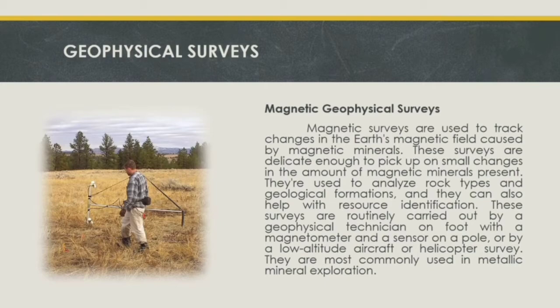Magnetic geophysical surveys. Magnetic surveys are used to track changes in the Earth's magnetic field caused by magnetic minerals. These surveys are delicate enough to pick up on small changes in the amount of magnetic minerals present. They're used to analyze rock types and geological formations, and they can also help with resource identification. These surveys are routinely carried out by a geophysical technician on foot with a magnetometer and a sensor on a pole, or by a low-altitude aircraft or helicopter survey. They are most commonly used in metallic mineral exploration.